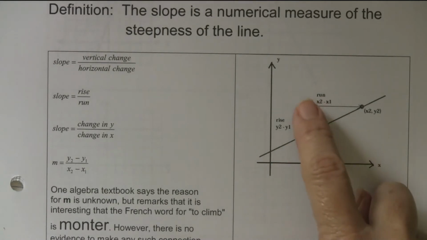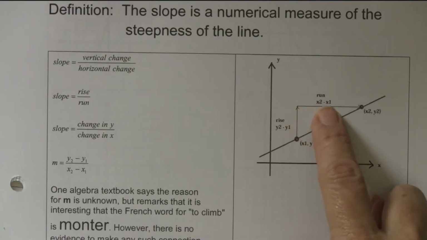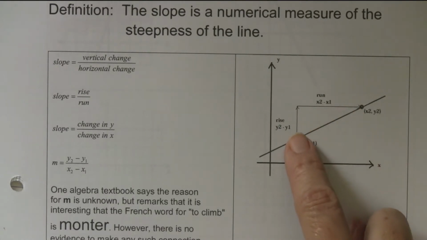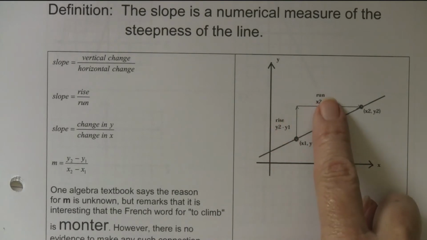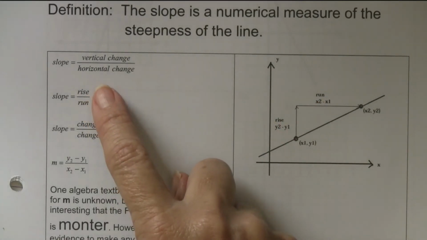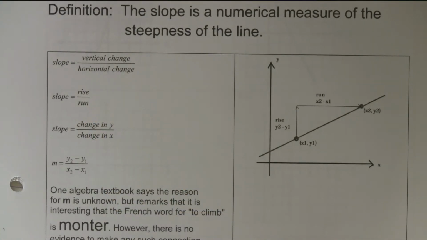So over here we have our run, which is our left and right change, and our rise, which is our up and down change. Slope is a division between those things. Rise is always in the numerator and run is always in the denominator. It doesn't switch.